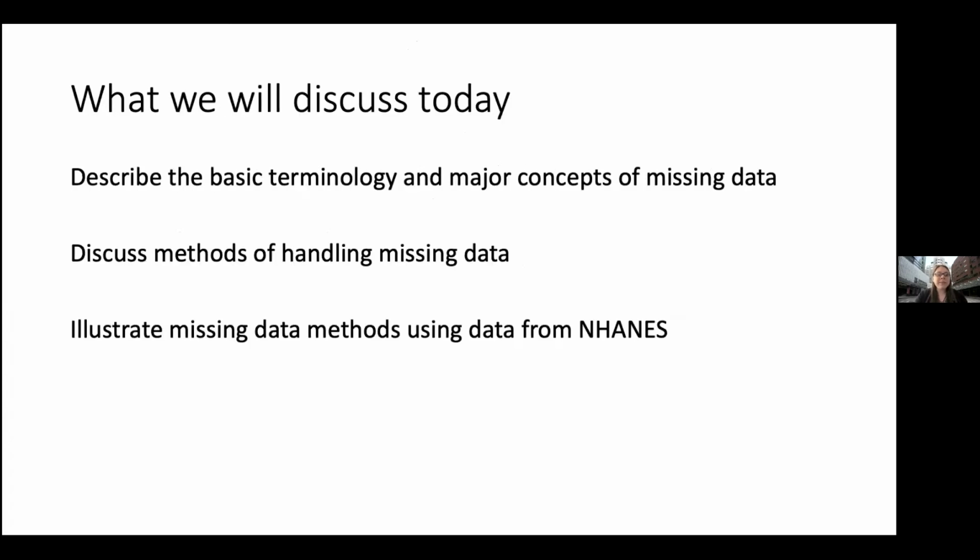And what we're going to talk about today are some basic terminology and major concepts of missing data. Hopefully, I'll be able to clarify some misconceptions that I commonly come across. I'm going to be discussing methods to handle missing data, all the way from basic things like complete case analysis to more advanced topics like multiple imputation. And then I'm going to illustrate some of those methods using an actual data set from NHANES, so that you can see visually what happens when we use some of these methods in the face of missing data.